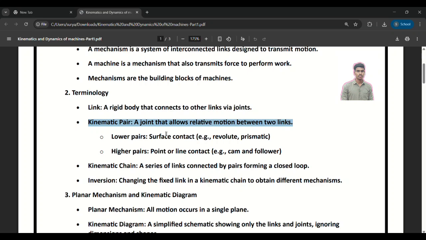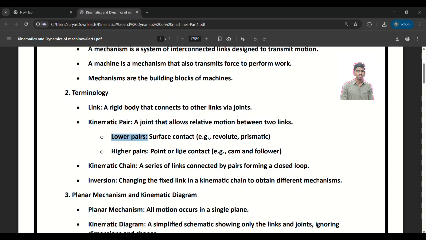You know the surface contact as a lower pair, and the point or line contact as a higher pair, which also comes under the kinematic pair. If you talk about revolute pairs, for example, take any kind of surface contact, such as a spur gear. While rotating the spur gear, the gear in contact with the surface makes a lower pair. Examples given here are revolute and prismatic. And the higher pair is a point or line contact.